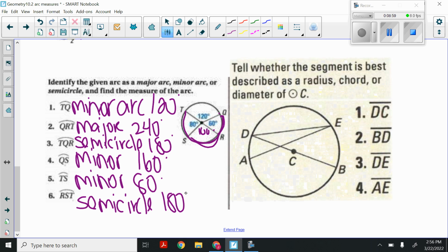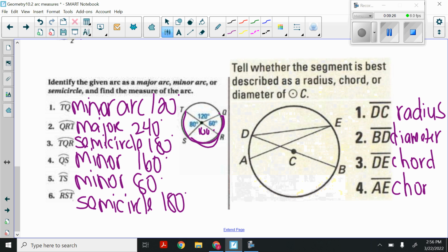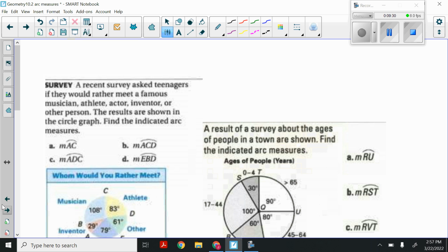Okay, so we're going to go directly across over here now. It says tell whether the segment is best described as a radius, a chord, or a diameter of circle C. So this is a review of the very first day of chapter 10, right? So segment DC, that's a radius. Segment BD, that's the special chord that goes through the center, so that's the diameter. Segment DE, that's simply a chord. Segment AE is another chord.